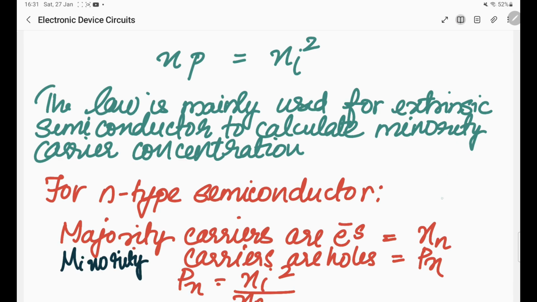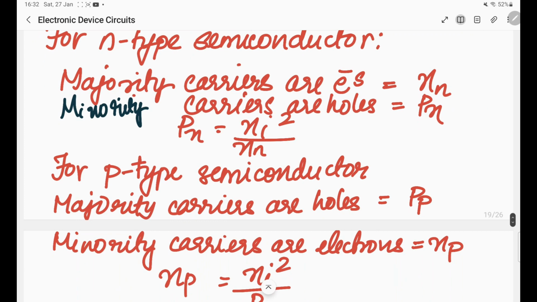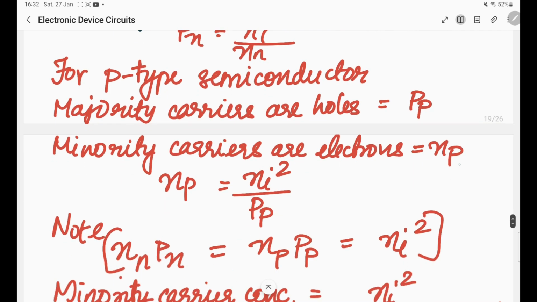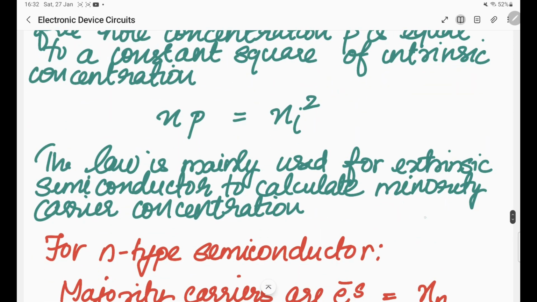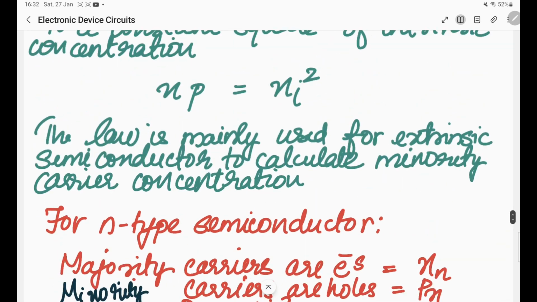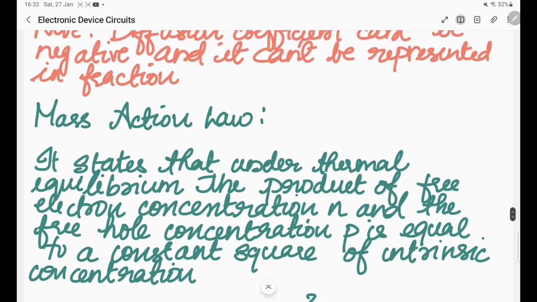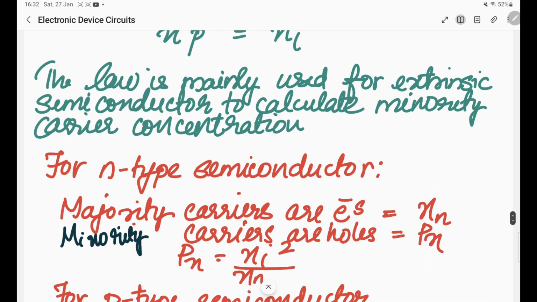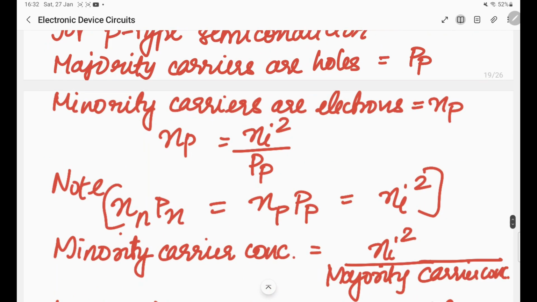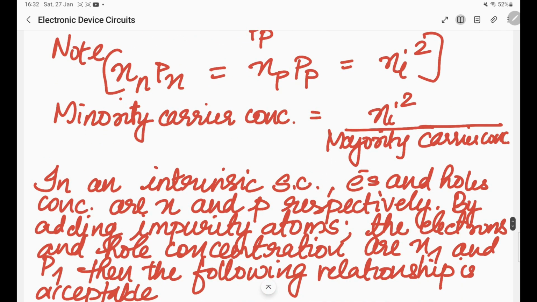Okay, now let's continue with it. For p-type semiconductors, the majority carriers are holes, that is pp, and the minority carriers are electrons, that is np. So np is equal to ni square by pp. So for an extrinsic semiconductor, this is used to calculate the minority carrier concentration: the minority carrier concentration is equal to the intrinsic carrier concentration square divided by the majority carrier concentration.